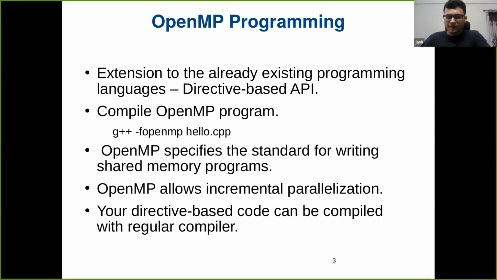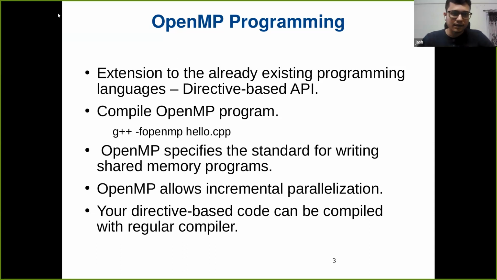So OpenMP is a directive-based programming language, so your directive-based code can be compiled with a regular compiler as well. What I'm trying to highlight is that, first of all, you'll be writing some preprocessor directives in your code, which will allow you to parallelize it. And the point is that you can compile that program even using a normal compiler.